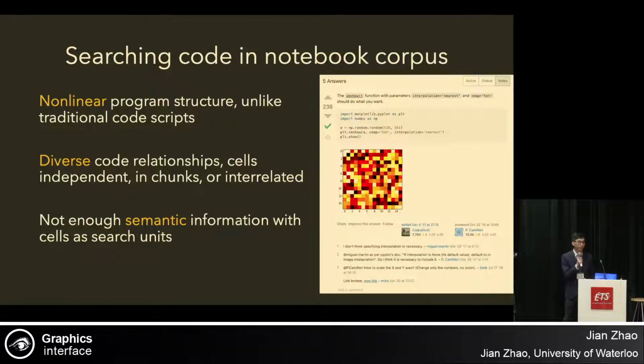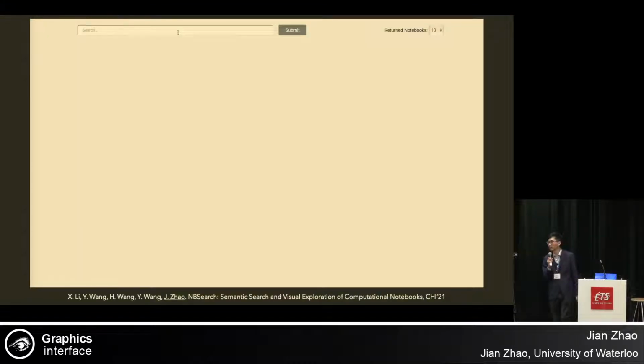And there's not enough semantic information to support natural language-based search, such as comments, docstrings, and so on. People are lazy. People don't put a lot of docstrings and comments in Jupyter Notebooks. And you don't know the exact API to search, so sometimes you want this kind of natural language-based semantic search. It is hard. So to address those challenges, we designed a tool called NB Search.